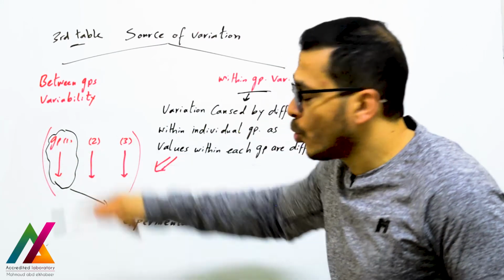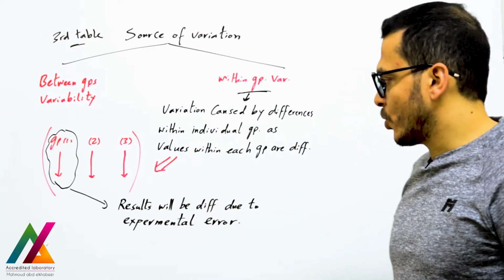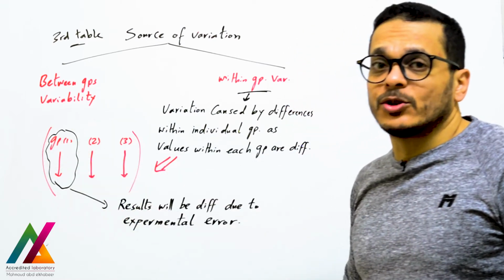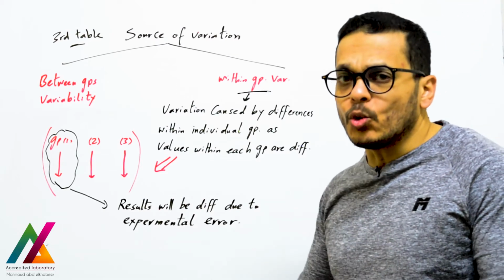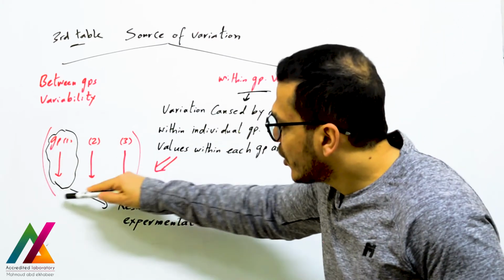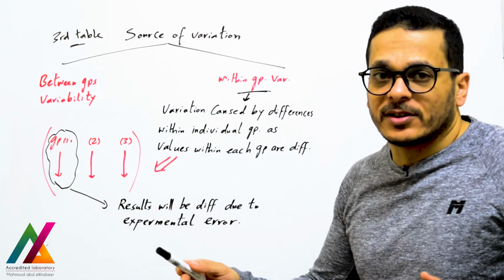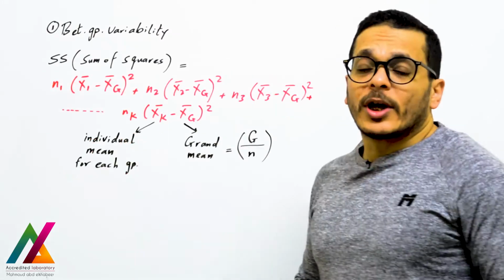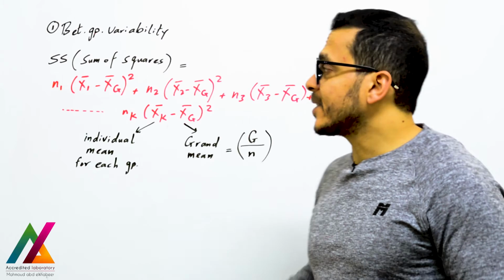Within the same group, the results are different due to experimental error. So results within each group will be different due to experimental error, and this is within group variability. Within each group, group 1, the results in group 1 are different due to experimental error. That's within group variability.